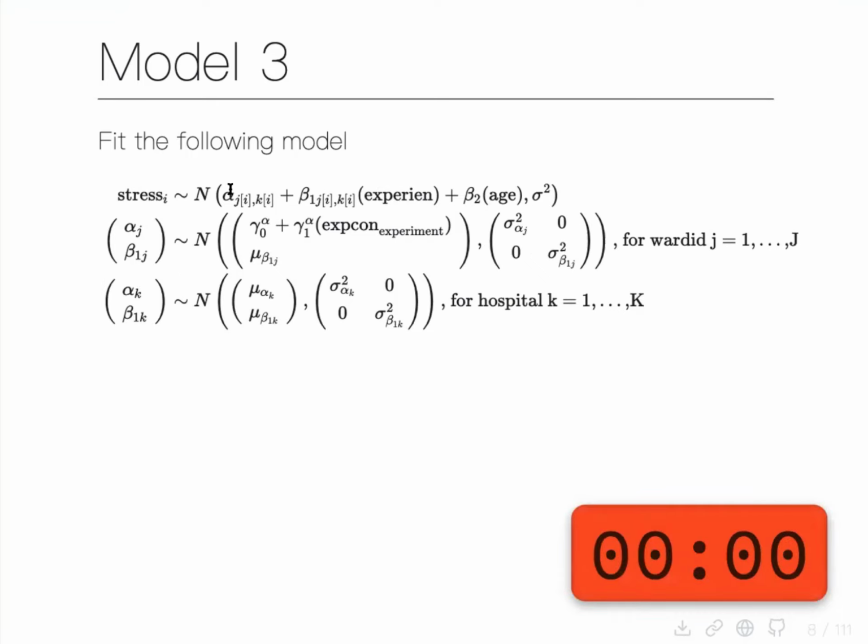Okay, now at level 1, we're also adding the additional age variable. Okay, these two coefficients are still randomly varying at the ward ID and hospital level. At the ward ID level, we now have experimental condition entered as a predictor, and we have no predictors at the hospital level. But notice here we also have the off diagonals set to 0. Okay, so we're not estimating the covariance there.